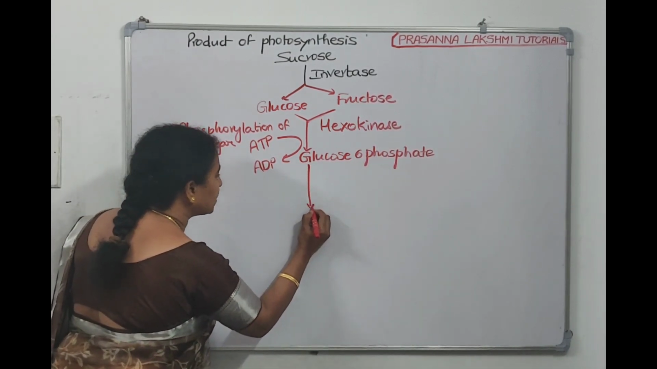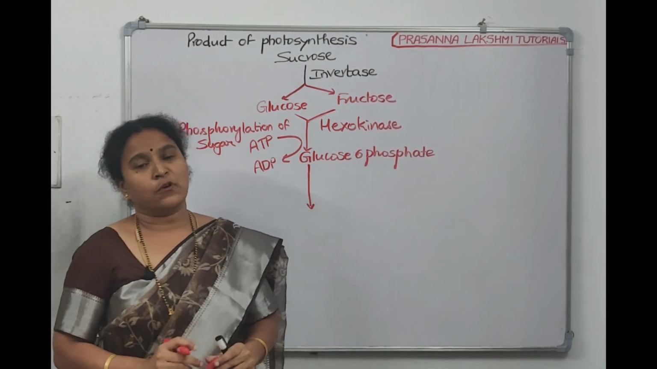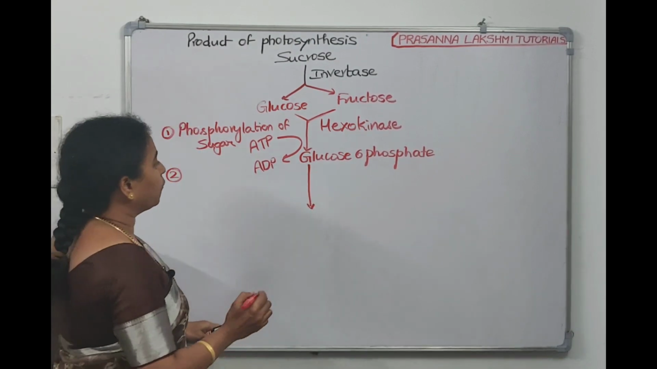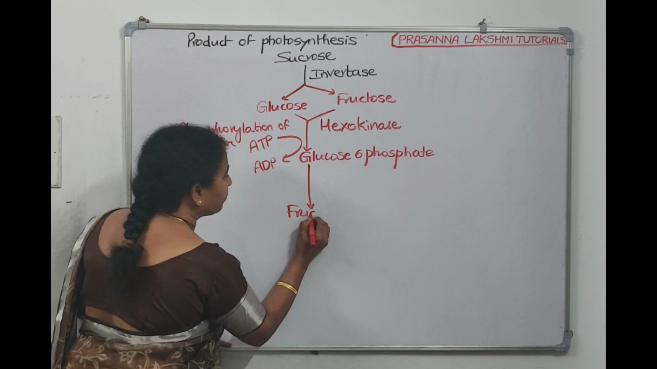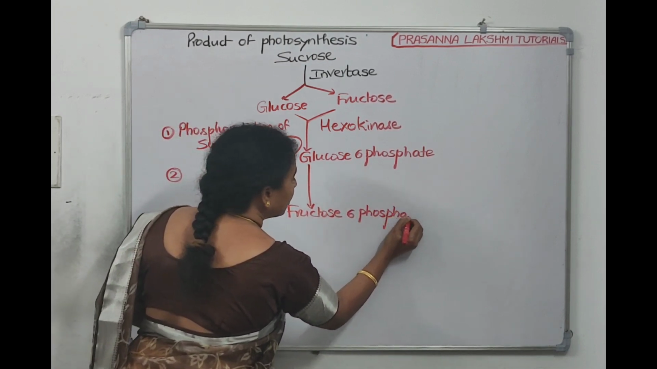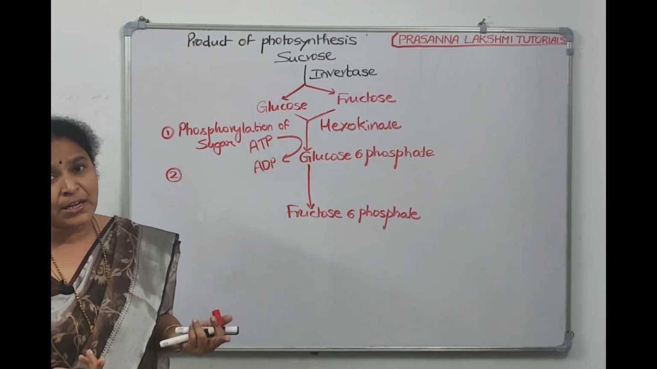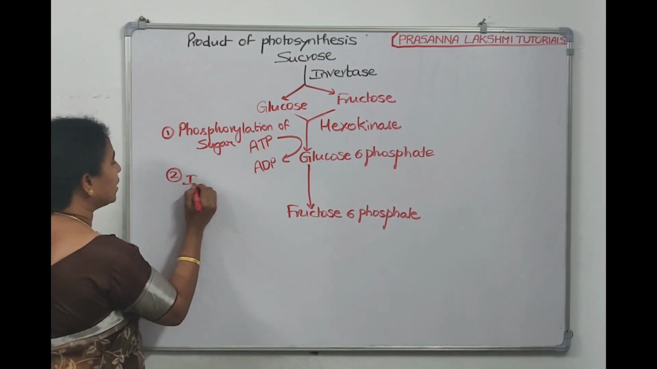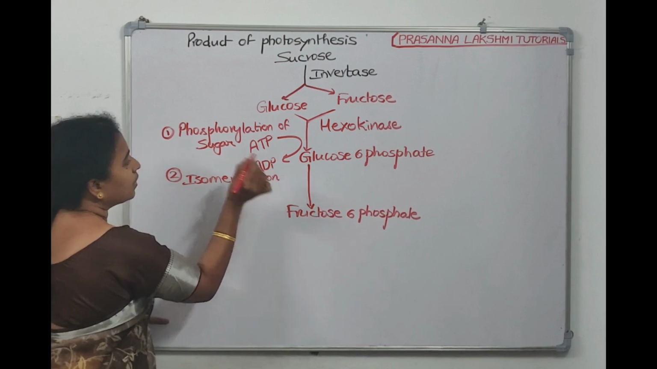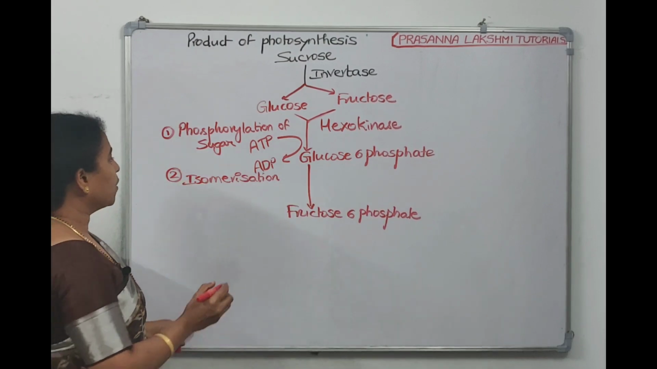Now what happens in the second reaction? In the second reaction, glucose 6-phosphate wants to get converted to fructose 6-phosphate. Means this reaction is called isomerization. Glucose and fructose are functional isomers. So the name of the reaction is called isomerization. The enzyme is called as glucose phosphate isomerase. What's the name of the enzyme?